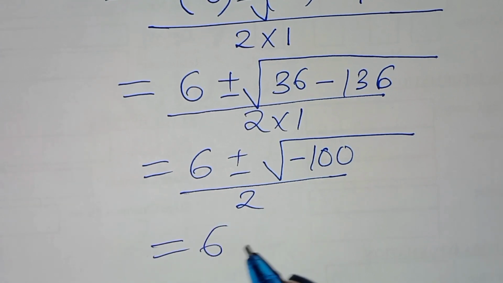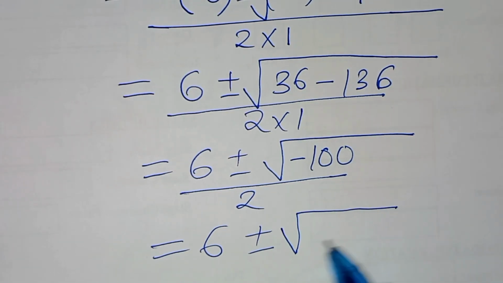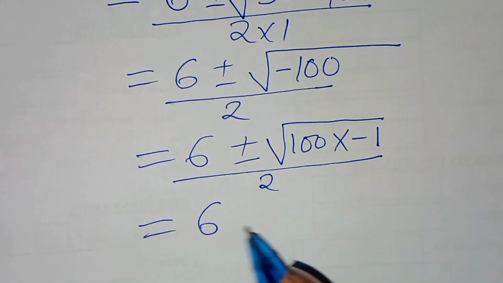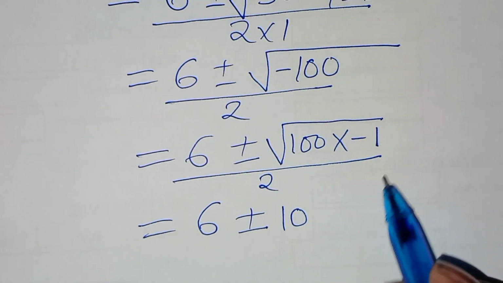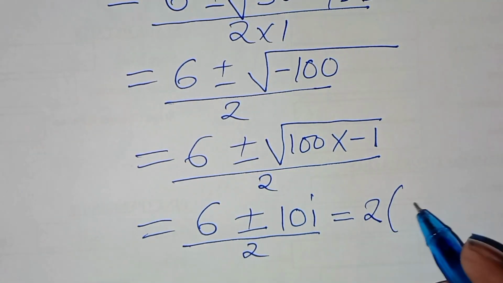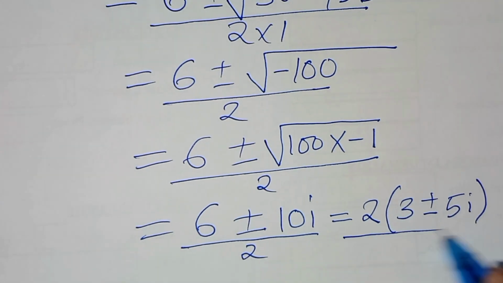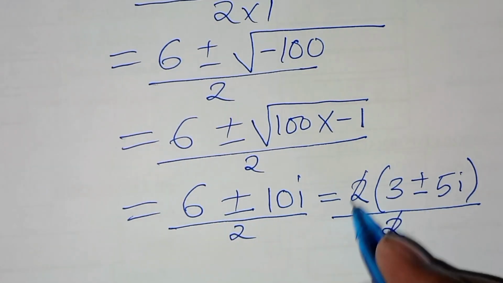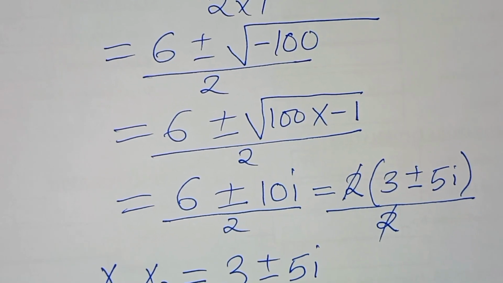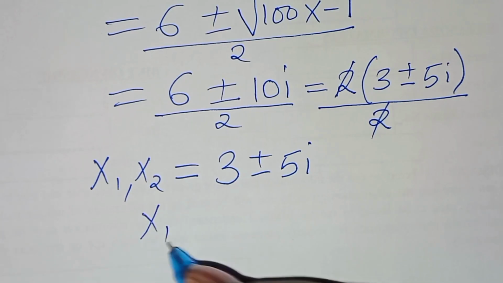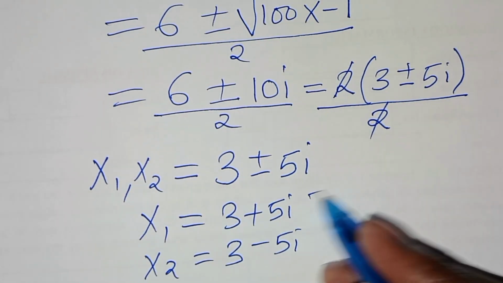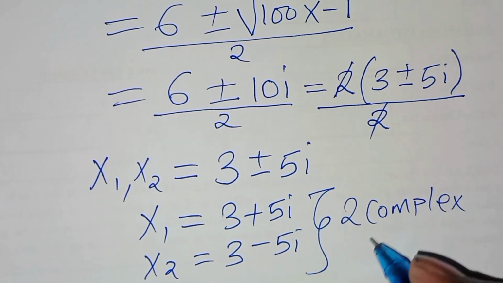The next step here, we'll have 6 plus or minus. We can express the square root of -100 as the square root of 100 times -1, all divided by 2. So in this case, we'll have 6 plus or minus the square root of 100, which is 10, and the square root of -1 is i, then divided by 2. Now here, we can factor out 2, so that we have 3 plus or minus 5i, all divided by 2. Let's simplify by 2 by 2, so that x1, x2 is equal to 3 plus or minus 5i. So in this case, we have x1 equal to 3 + 5i, and x2 equal to 3 - 5i. These are two complex solutions here.